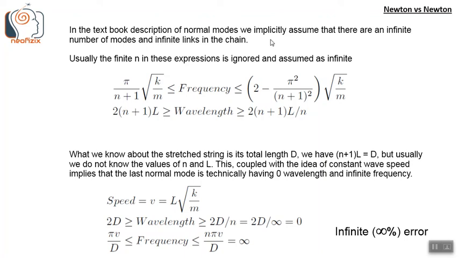Usually the finite n in these expressions, which we found from the ab initio force balance method, this n is usually ignored. This is actually a finite n. This finite n is usually ignored and it is assumed to be equal to infinity. What we know about the stretched string externally is its total length D. That is, we have n plus 1 into L equals D. But usually we do not know the individual values of n and L. Only thing we know is that n is very large and L is very small, but that may not be sufficient data.